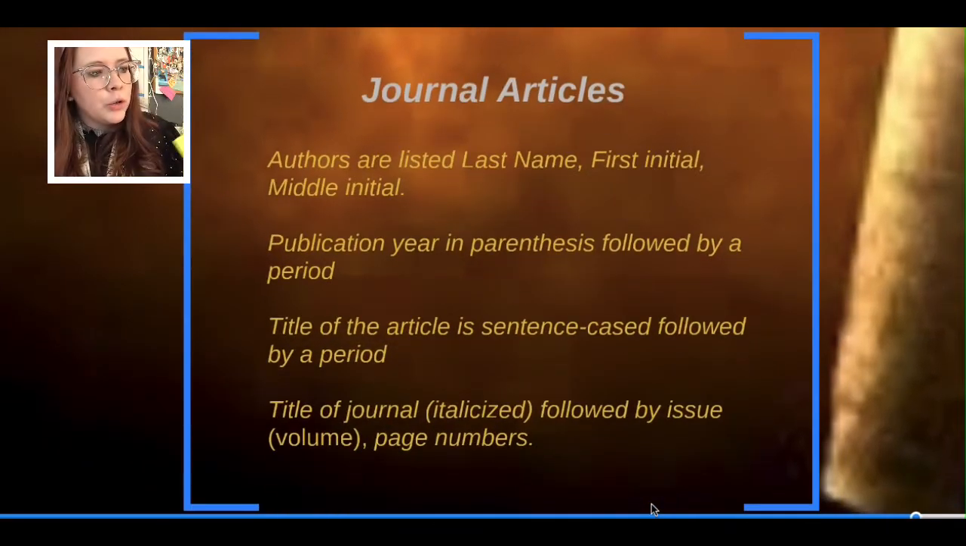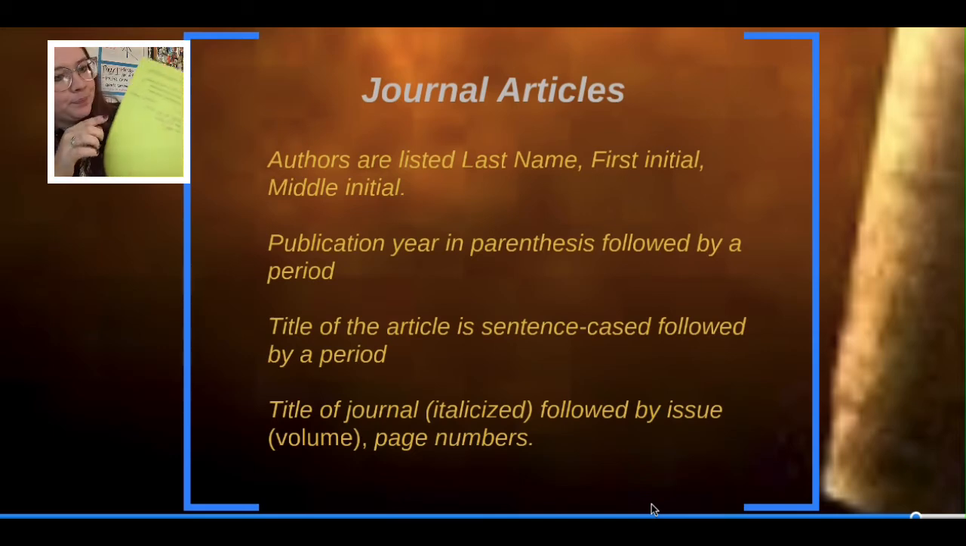Okay, let's move on. Journal articles: authors are still listed by last name, first initial, and middle initial. The publication year is in parentheses followed by a period. The title of the article is in sentence case followed by a period. So the title of the article, sorry.